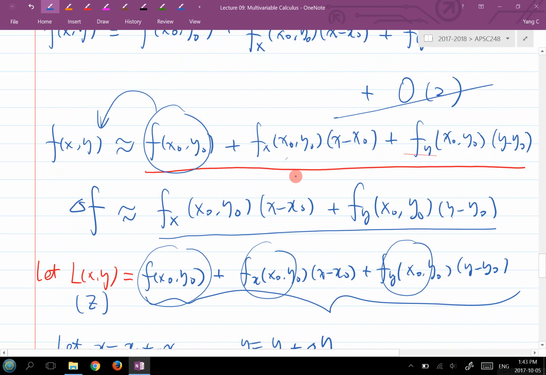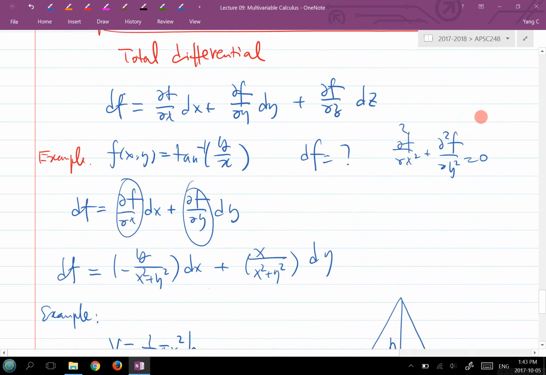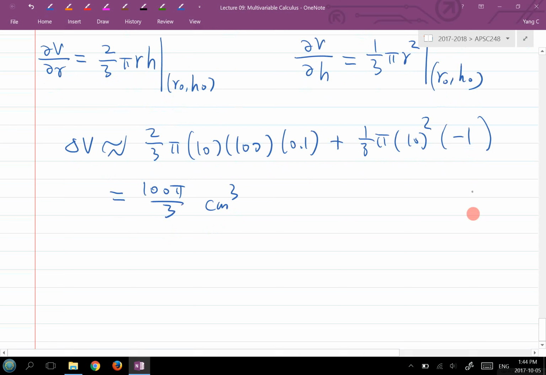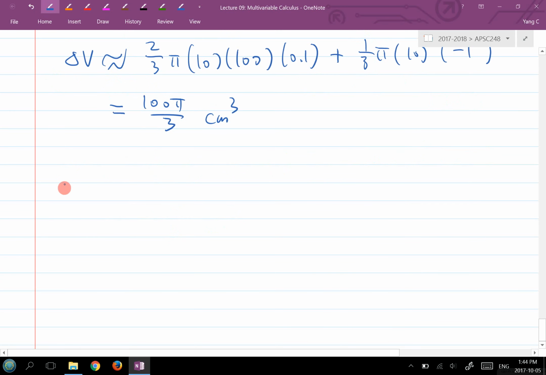Okay. So, plugging everything in, you can use your calculator, and then you get 100 pi over 3 cubic centimeters. That's the typical question. Then the last question in assignment number 3 is a very similar question.